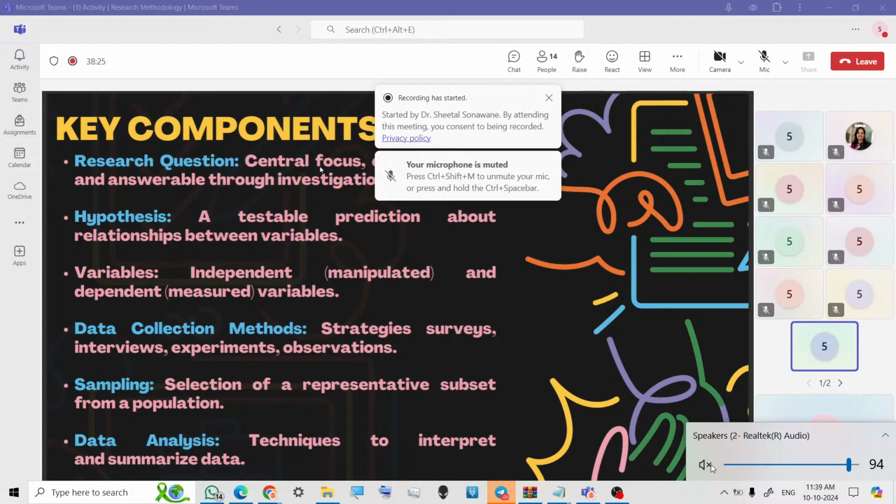research question. What do we want to find out? Then the hypothesis. Hypothesis is like the assumptions. What do we predict will happen? Then variables, independent and dependent variables. What we change and what do we measure? Then data collection methods, techniques like surveys, interviews, or experiments. Sampling, choosing a representative group to study. Data analysis, the methods we use to interpret the data.